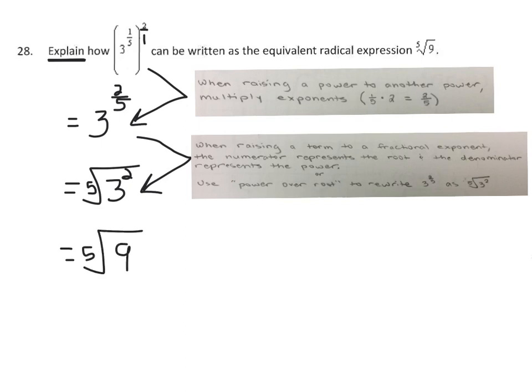Now let's write the rule to get from here to here. There wasn't really much to write there. All we did was square the 3. So 3 squared equals 9.